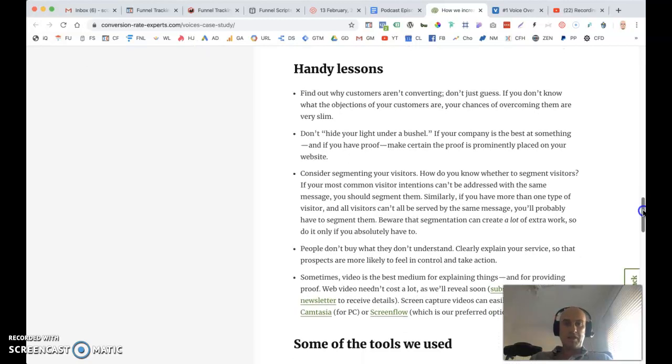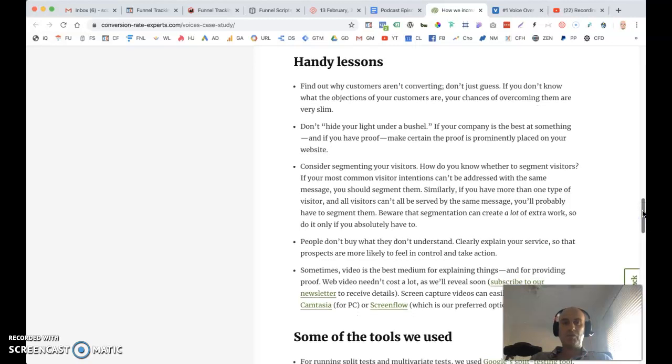So in short, some handy lessons that they learned was to find out why customers aren't converting, which gets back to the first point that I was talking about, where it's important to work out why customers are not buying, not so much why customers are buying. And don't just guess. If you don't know what the objections of your customers are, your chances of overcoming them are very slim. So that's where you've got to actually use the data to make your decisions, and rather than thinking you know it all, base everything off the data. Really important.